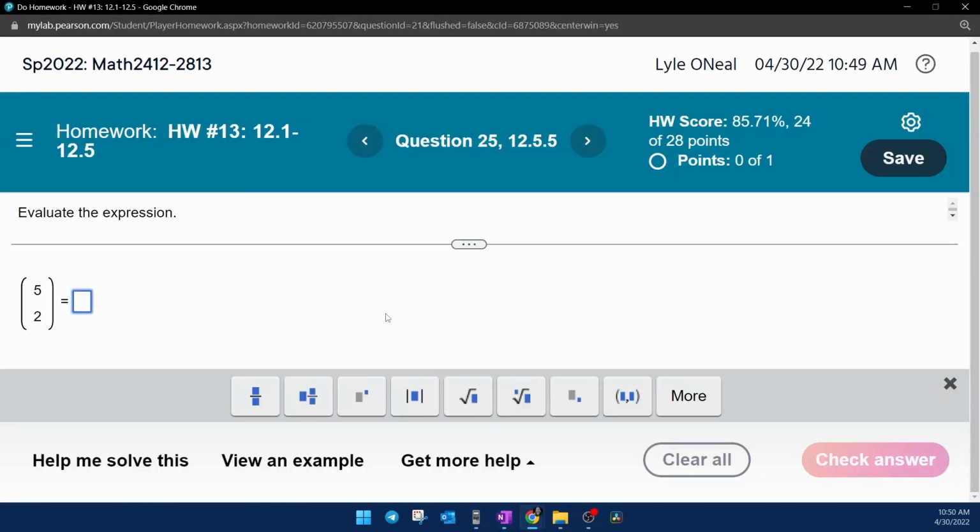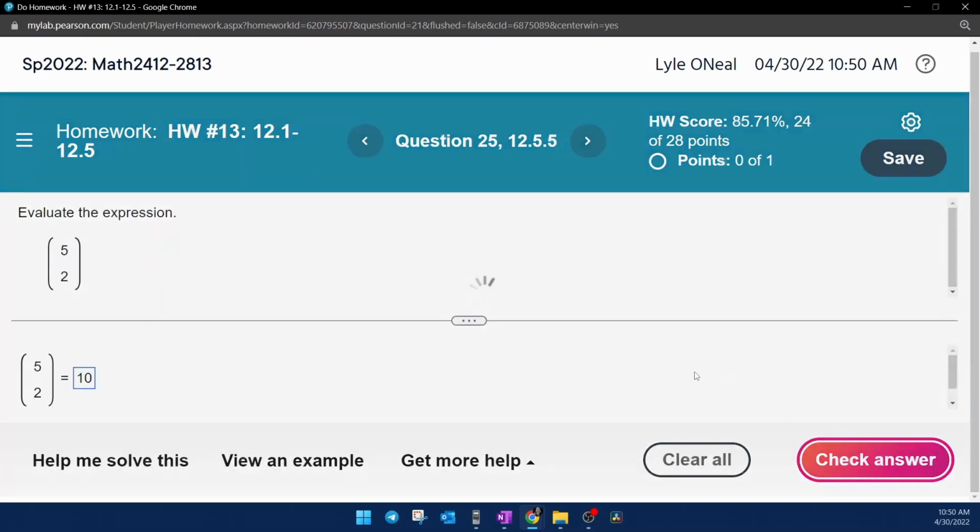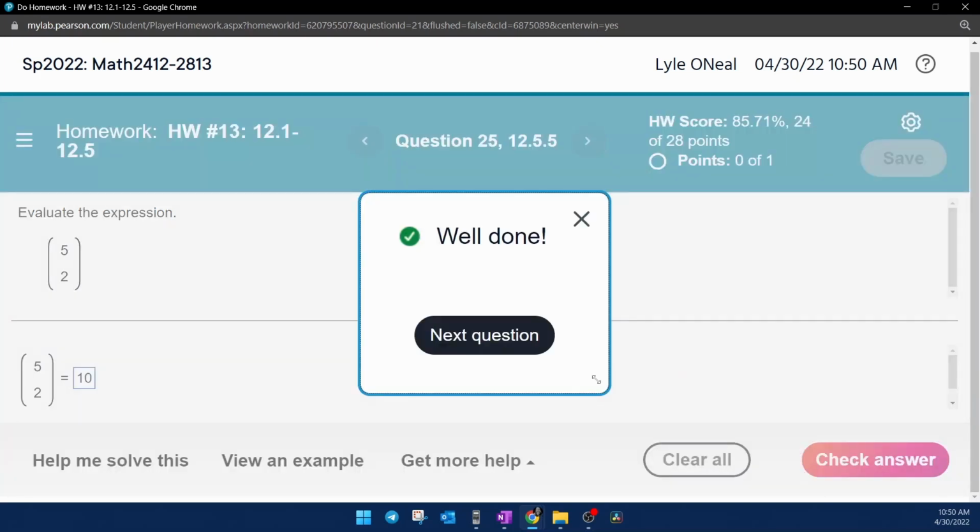And now back to the MyLab Math to finish the problem. 5 choose 2, 10, and we're done. And that's going to do it for this problem.